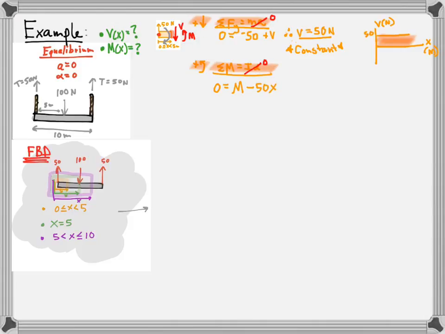Now, when we solve for our moment, we find that the moment is equal to 50x. This defines a linear relationship, so if x is 0, we're going to have no moment, and it's going to keep on increasing with a slope of 50 before we get to the 5 meter mark.